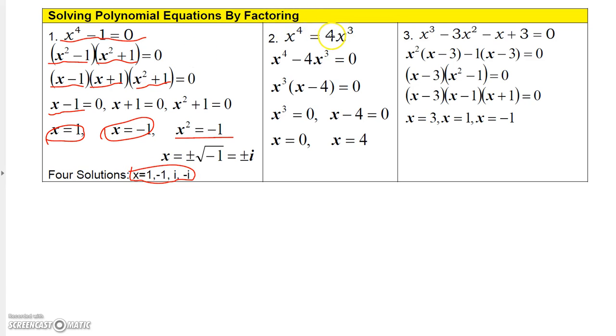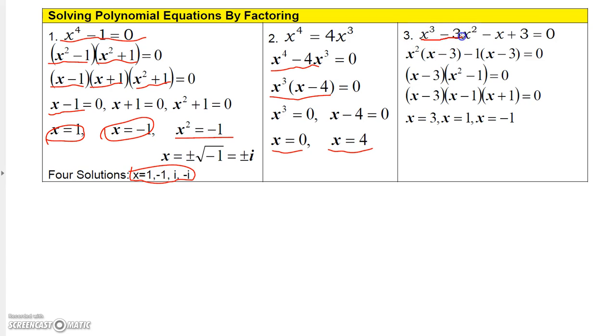This other one, I need to move the 4x cubed over. Don't go through here and divide everything by x cubed, because then you're dividing by 0, and that's not allowed. So move the 4x cubed over, and you get x to the 4th minus 4x cubed. Factor out the x cubed, and you get x cubed times x minus 4. Set x cubed equal to 0, you get x equals 0. Set x minus 4 equal to 0, you get x equals 4. 2 answers there.